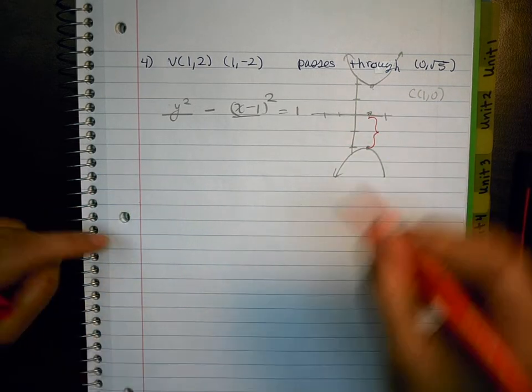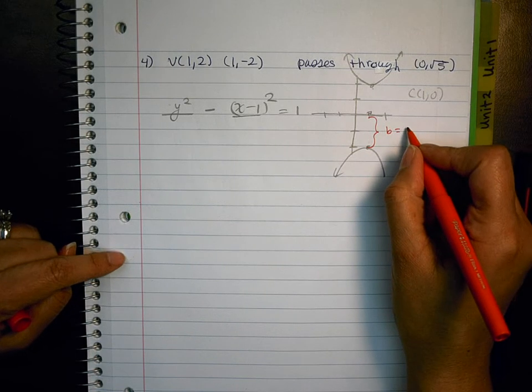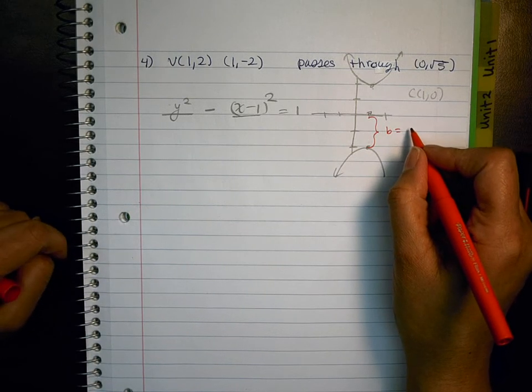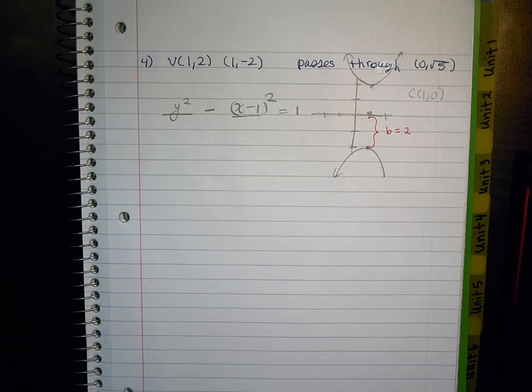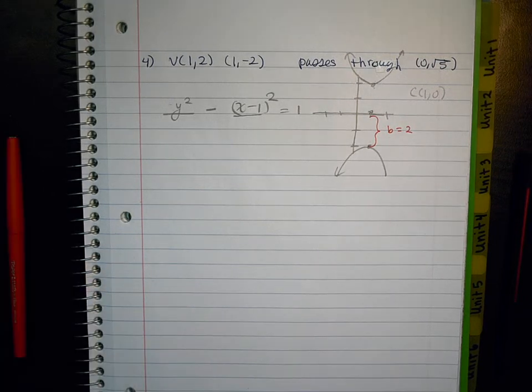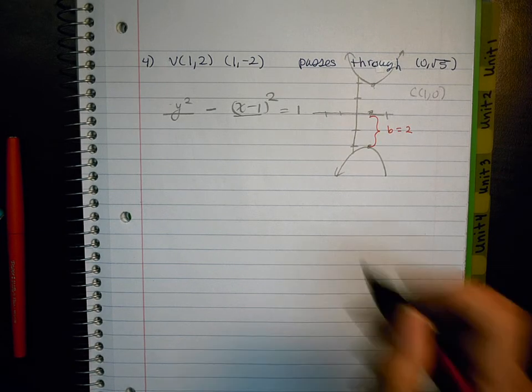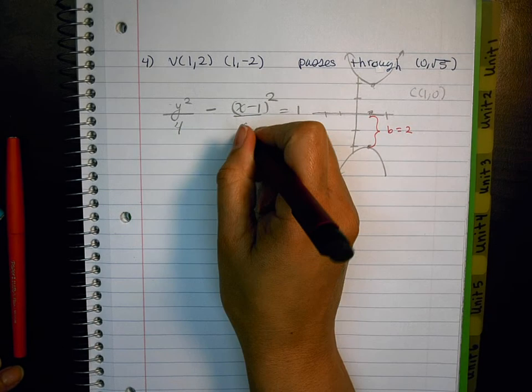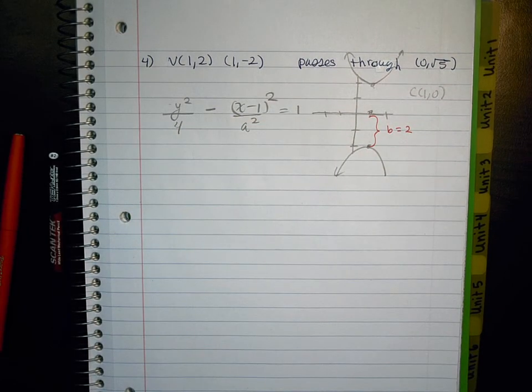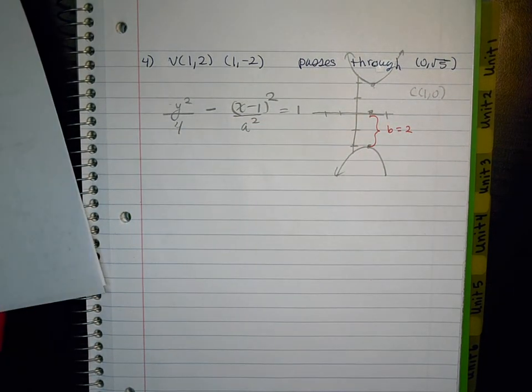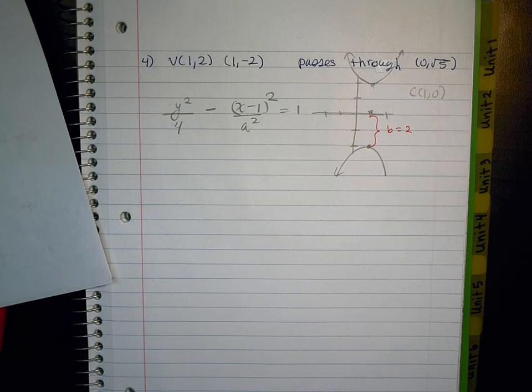What is it? 2. And put the 4 where? Under the X or under the Y? Under the Y. So do that now. So what we are looking for is the A squared. Now, did they give us the focus so that we could find our other value the way we've been doing? No, but they gave us a point.